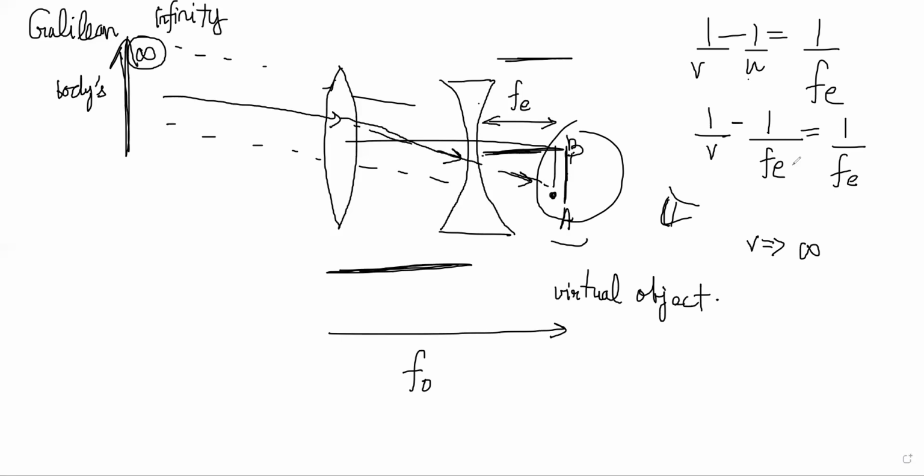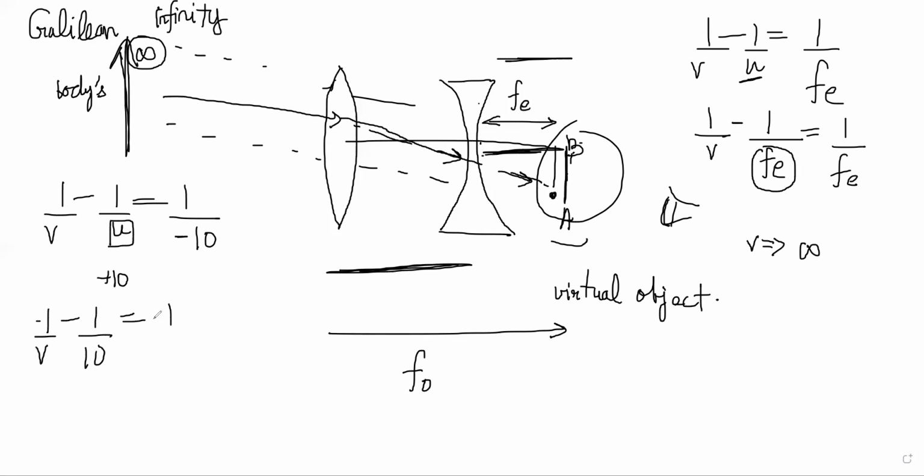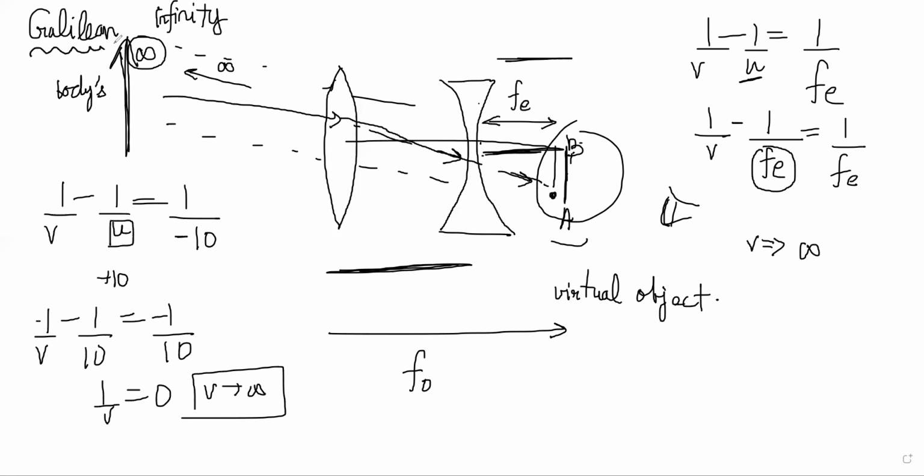Then it will cancel when you put in the value, because here we have already accounted for the sign by putting it as positive. Let's say FE was 10 centimeters. When I write the first equation, I put 1 by this 10 as minus 10. And for U, since it is 10 centimeters on the right side, it will be plus 10. So it will be 1 by V minus 1 by 10 is equal to 1 minus 1 by 10. Now it is coming 0, so V is at infinity here. So this is a Galilean modification for the telescope.